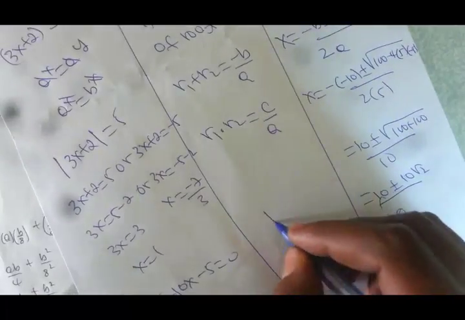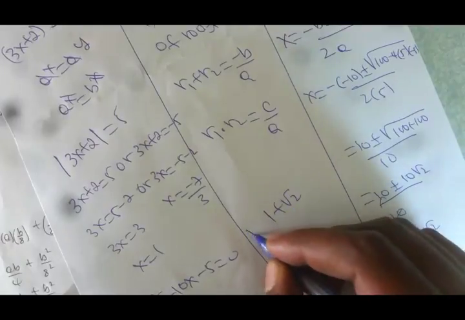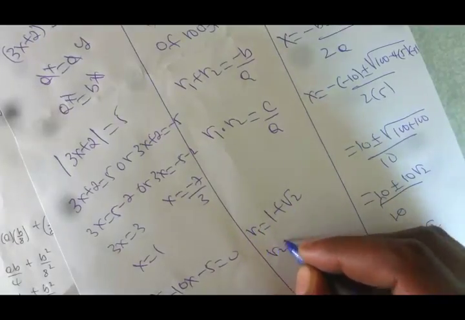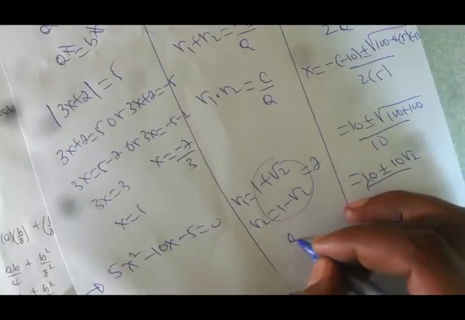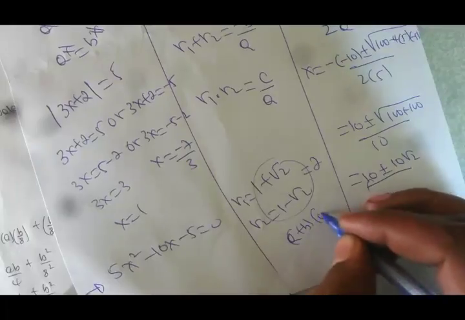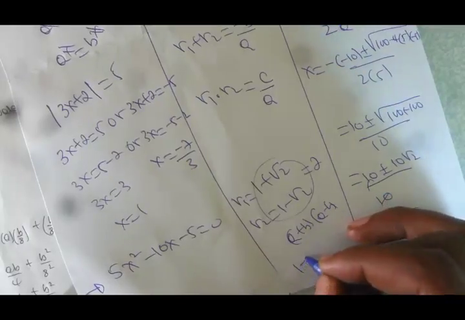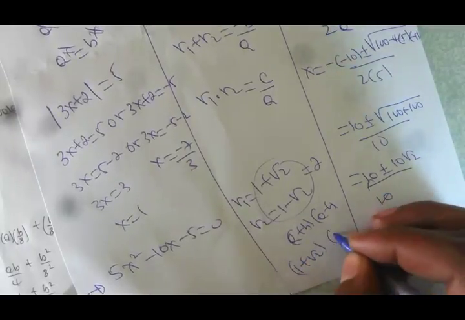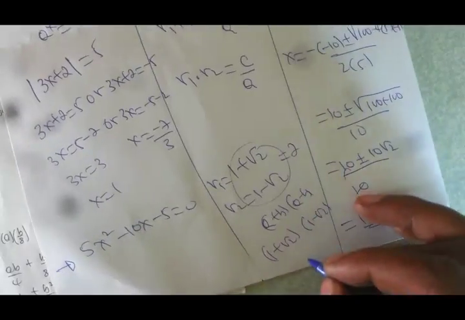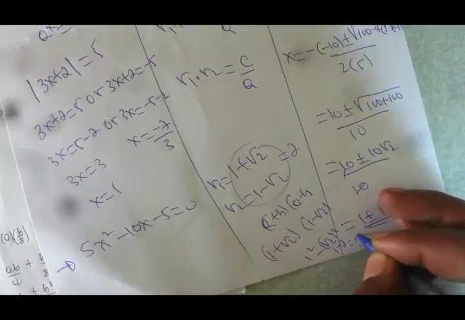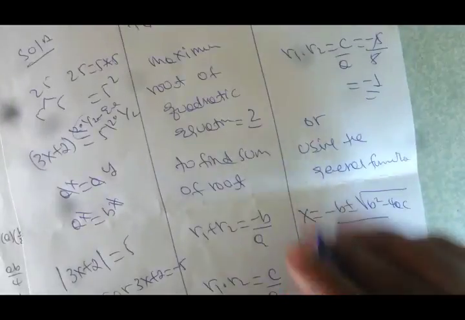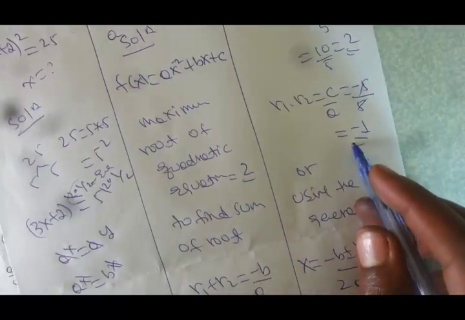Therefore, r1 is 1 plus root 2, and r2 will be 1 minus root 2. So when you add, it will give you 2, and when you multiply, because (a plus b) times (a minus b), 1 plus root 2 times 1 minus root 2, will be 1 squared minus root 2 the whole squared, 1 minus 2, which is minus 1. So r1 times r2 is minus 1. It's true.